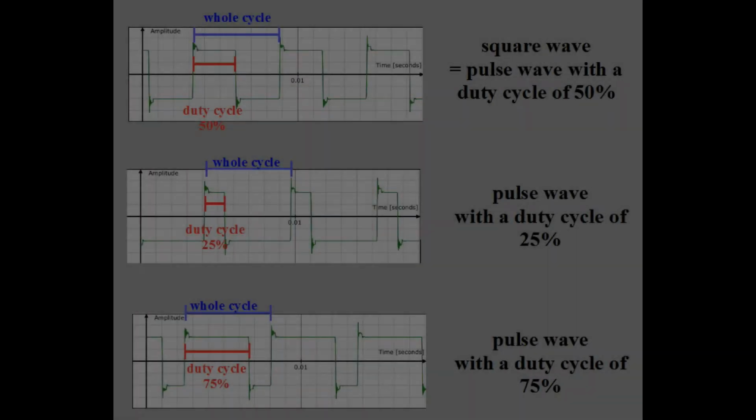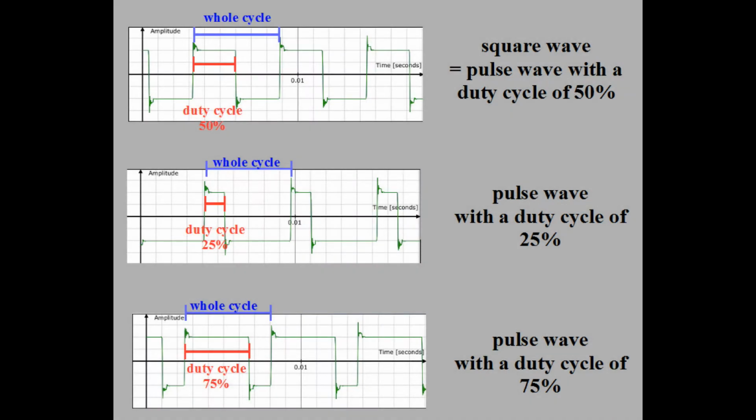Just in case you didn't know, the term duty cycle refers to the percentage rate of the on or high phase in relation to the whole cycle of a periodic wave. It's easy with square and pulse waves, as the graph shows.